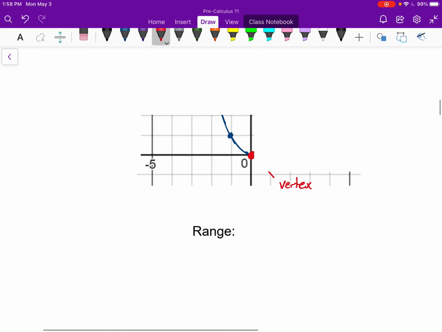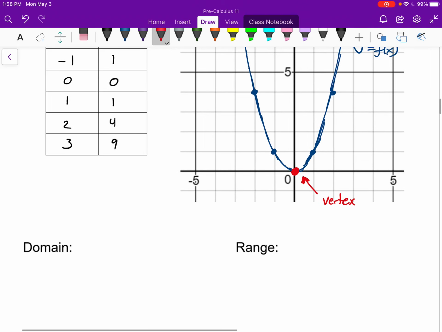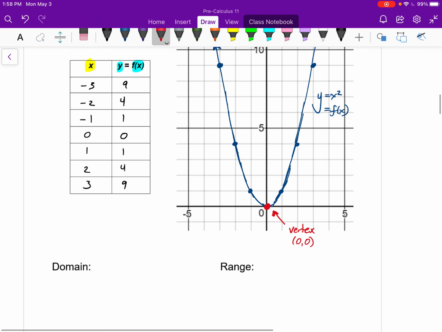For this particular function, the vertex is at 0, 0. But not all quadratic functions have to have a vertex at 0, 0. That's a characteristic that lines don't have. Lines don't have a vertex. They don't have a point that turns. Really, really important, that vertex, which I could also see right there.